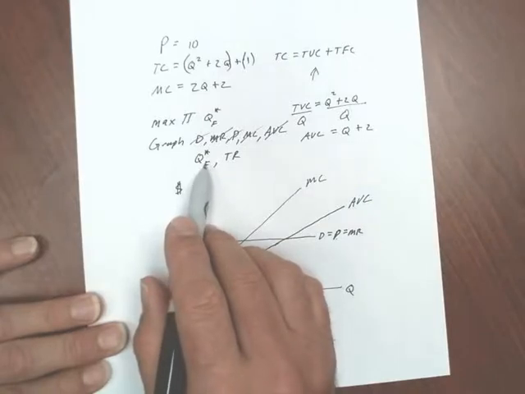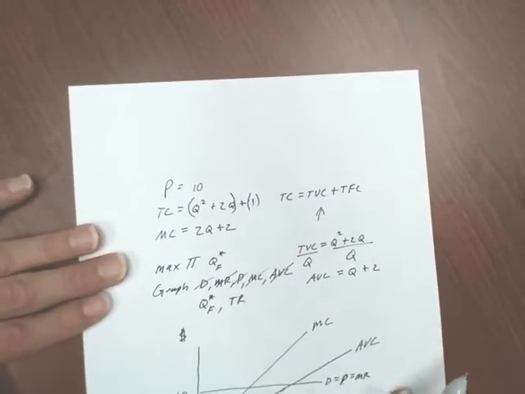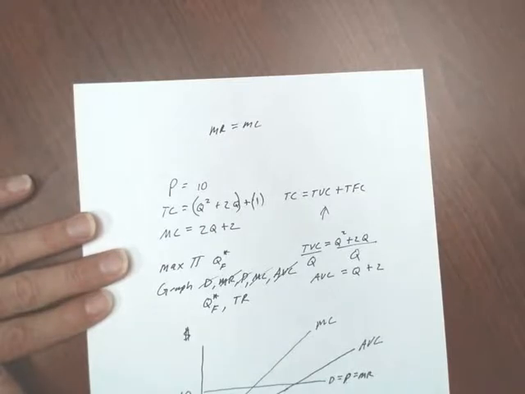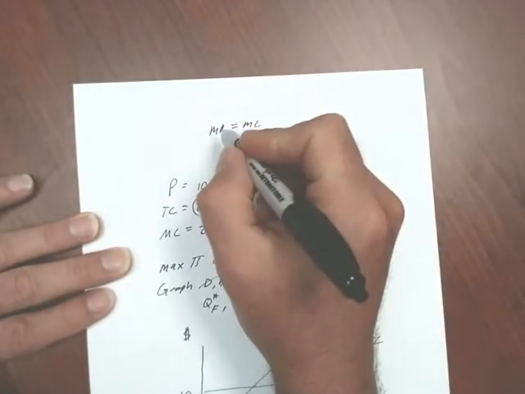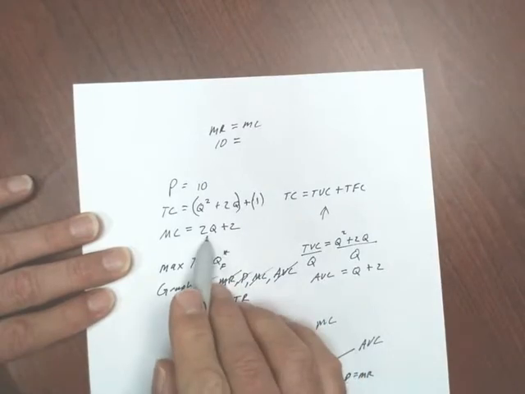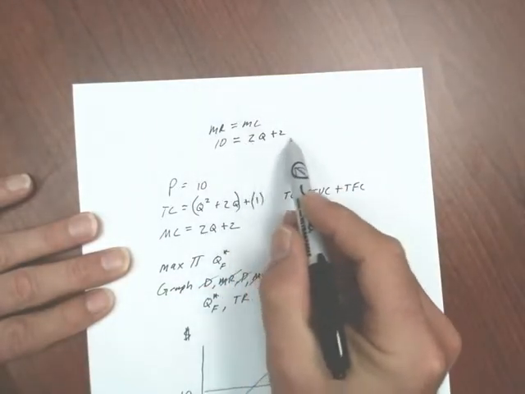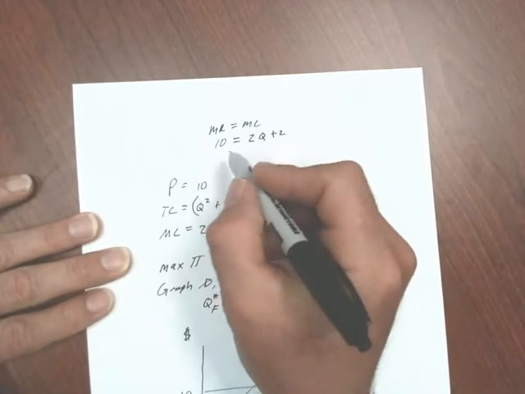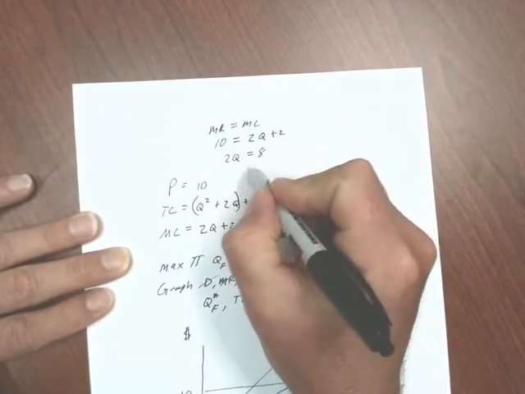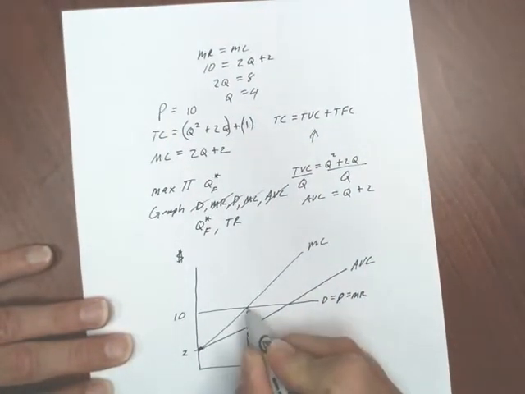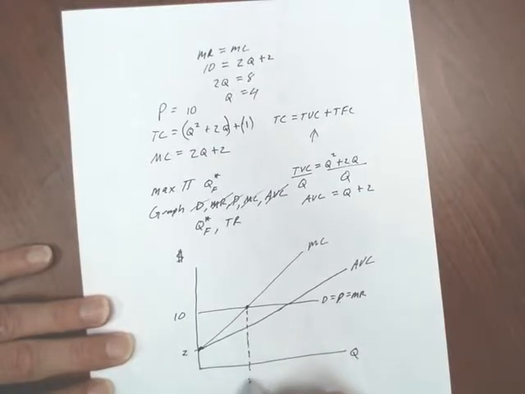What about Q star F? Well, that's the profit maximizing output level. And if we remember our profit maximizing condition from introductory microeconomics, that is marginal revenue equals marginal cost. Marginal revenue in this case is equal to demand and price, which is 10. Marginal cost is 2Q plus 2. So this is where I'm going to find my profit maximizing output level. We solve for Q: 2Q equals 8, or Q equals 4. So that is that intersection right there, marginal revenue and marginal cost. And Q star F equals 4.